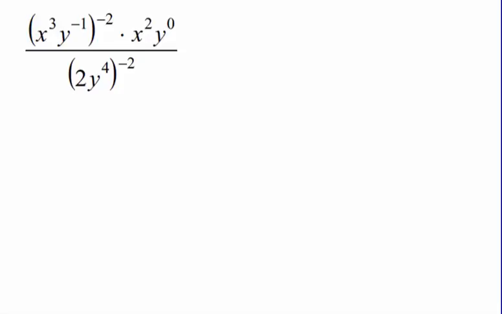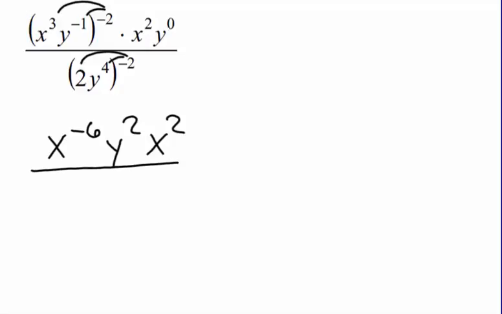Okay, so we're going to start this problem off the exact same way. Let's get rid of anything to the 0 power, and let's go ahead and distribute the negative exponents through. So we end up with x to the negative 6, y to the second, and then our x squared, all over 2 to the negative 2, y to the negative 8 power.